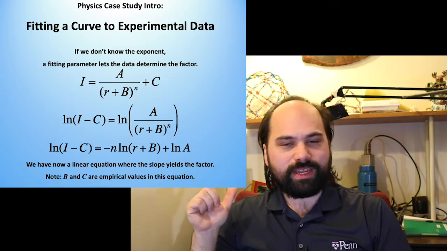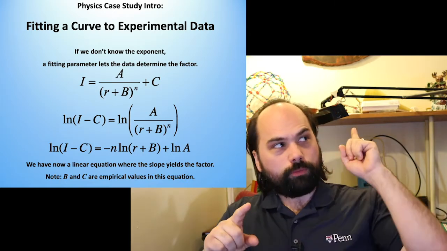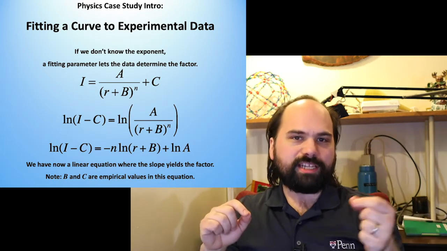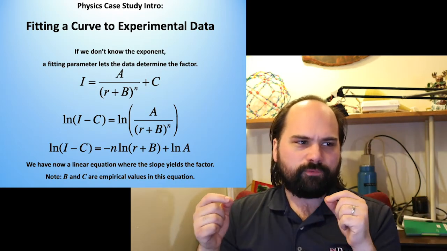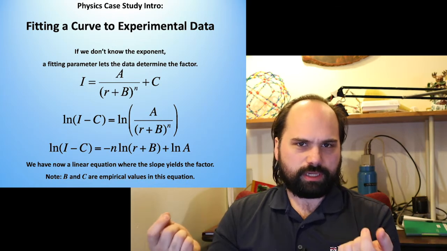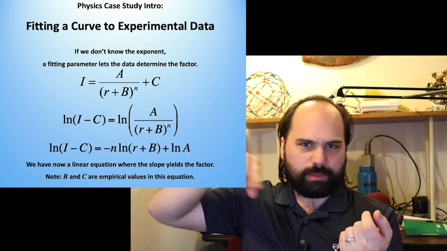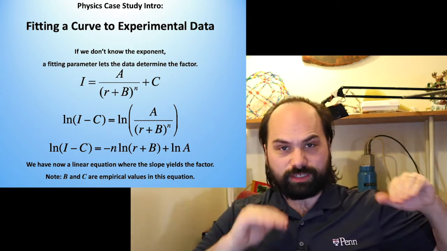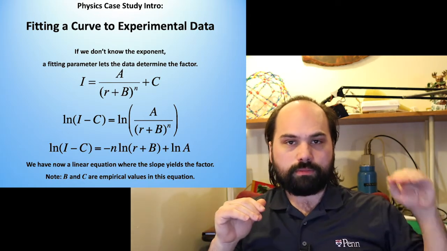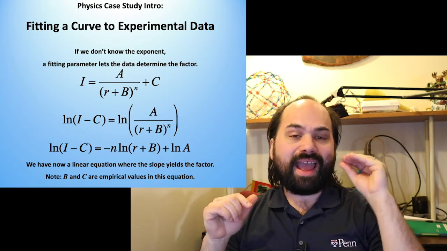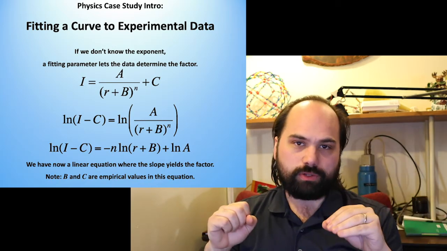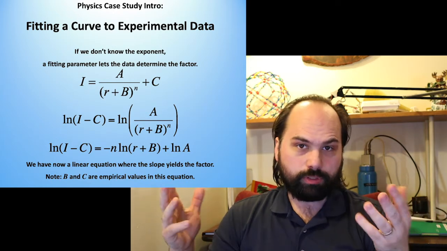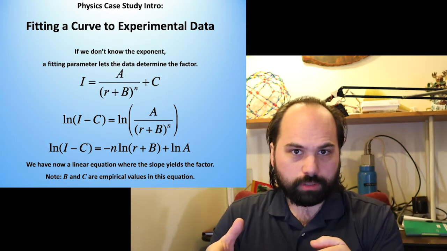But if we get B and C from the first equation, then the exponent is going to be whatever we use to find out B and C. That just puts us in a mathematical loop. So it's very important that when you do this log-log thing, B and C have to be empirical values. They have to be things that you measured or someone measured in the lab.